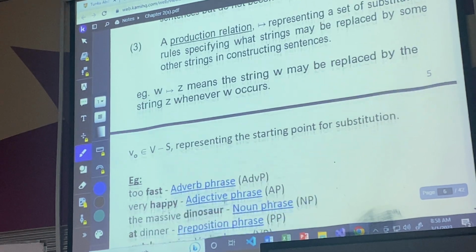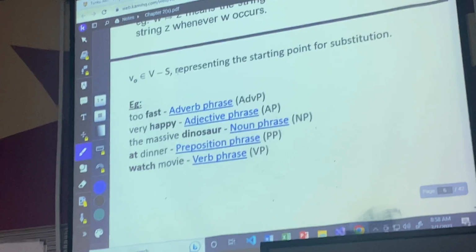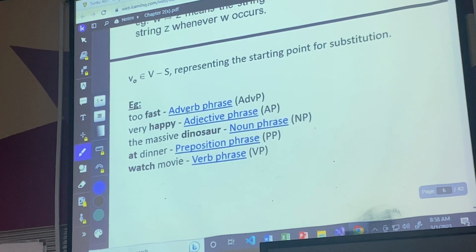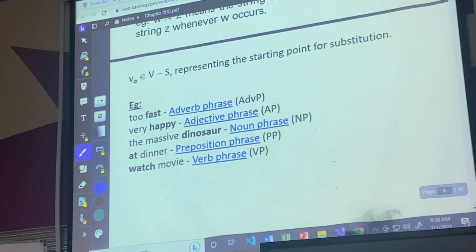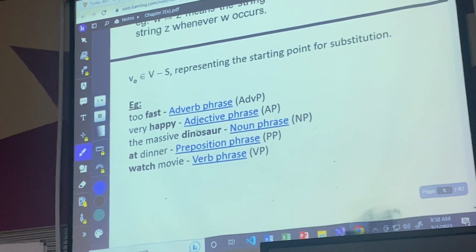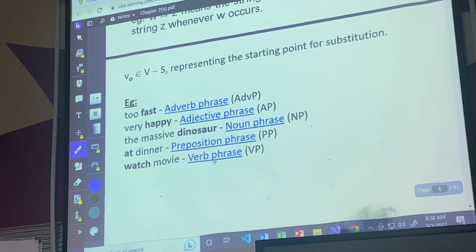So here you have the example. For the adverb phrase, you have too fast. This one means that you describe the verb. Adverb is the word that we use to describe the verb. So too fast is adverb. Very happy, adjective. And then the massive dinosaur is noun phrase. This one, dinosaur, is noun. At dinner, preposition. And watch movie is a verb phrase. Watch is verb. So these are the examples of the words we use in the final sentence and the phrases that we don't use in the final sentence.